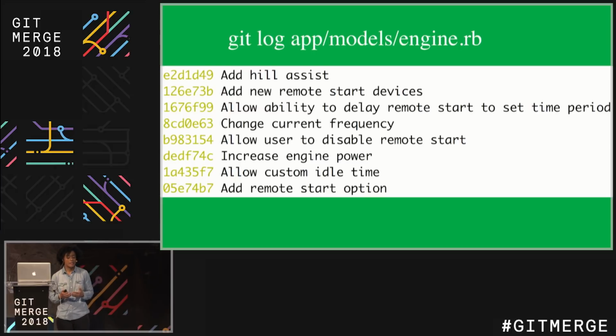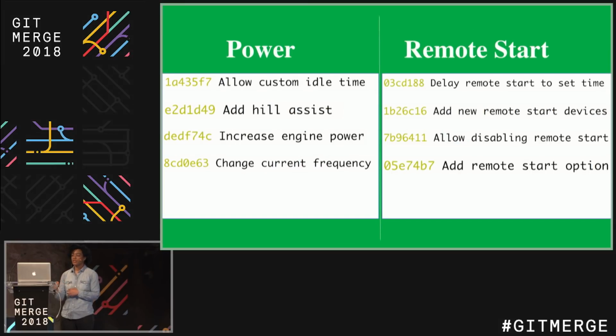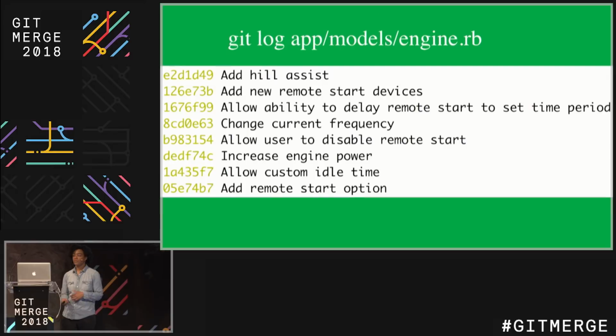As I look at this, something begins to jump out at me. I have a lot of changes in this that are related to the remote start functionality, but then, of course, some that don't seem to be related to that at all. And really, the more I look at this, the more I realize you can group the commits into two logical groups. We have commits that are related to the power output of the engine, like increasing the power, adjusting its frequency, and adding hill assist and idle functionality. And then, of course, we have all of the remote start functionality.